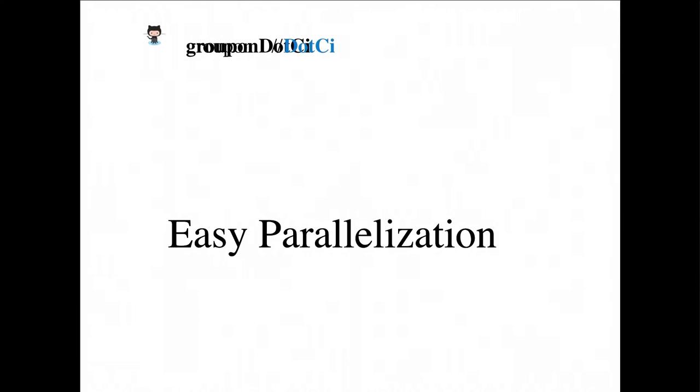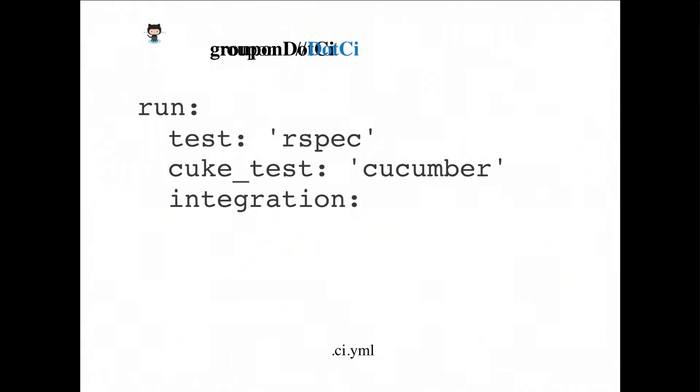So, easy parallelization, this is another important thing to have for your CI. This is an example from .ci. Parallelizing your tests is as simple as specifying three keys in the run section. So when a build comes in, in this example, it would parallelize it into three different groups: test, queues, and integration.